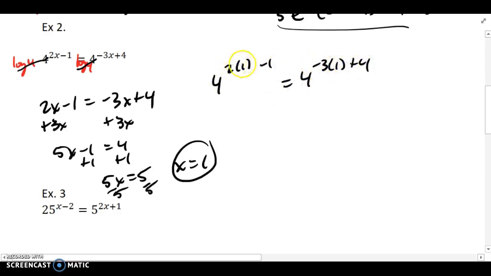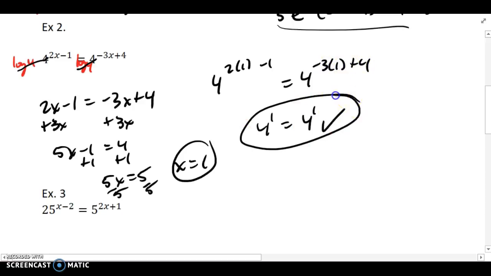Because when we multiply these, 2 times 1 is 2, minus 1 is 1. And then negative 3 times 1 is negative 3, plus 4 is 1. So those are the same, so we checked our answers.